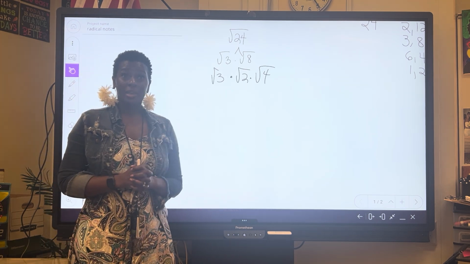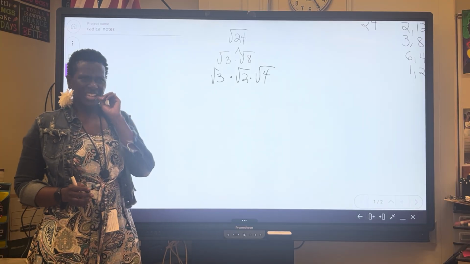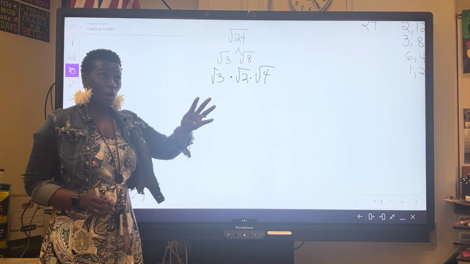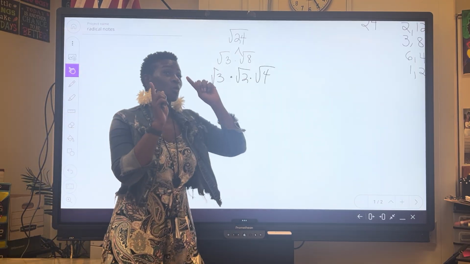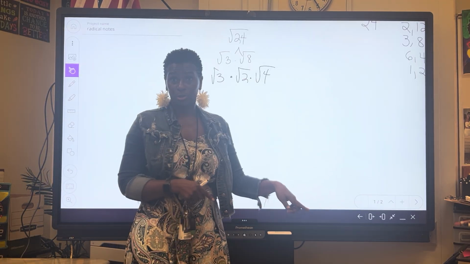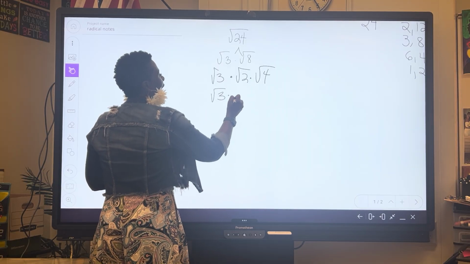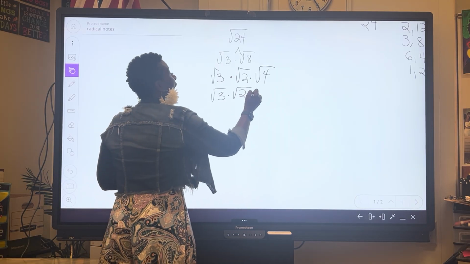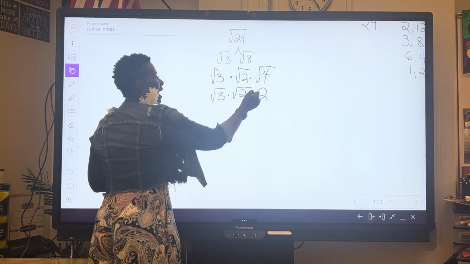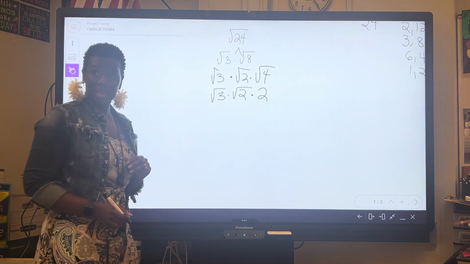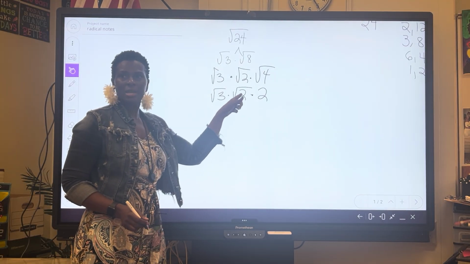Let's keep going. Are any of these perfect squares? Yes. What's the perfect square? The 4. And what is the square root of 4? 2. Is it the radical 2 or the whole number 2? So what I'm going to end up having is radical 3 times radical 2 times what? Whole number 2. Does everybody see that? Yes. Now, both of these are prime numbers. I can't do nothing else with these, right, Zion?